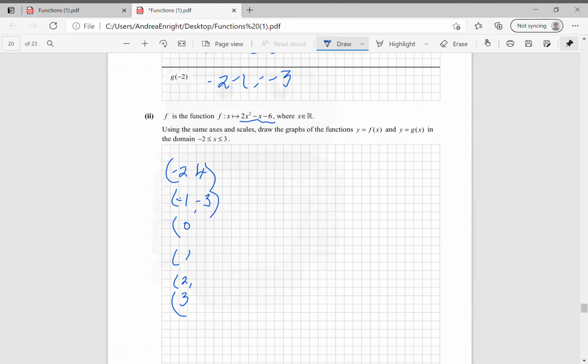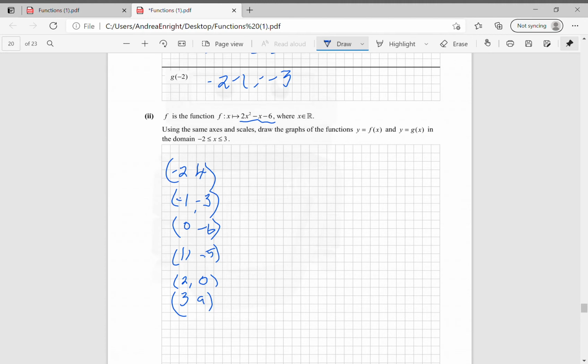Now, something wrong there. That would be minus 2, 0 would be minus 6, 1 would be 2, minus 5, I think. That's 2, that's 8, 6, that's 0, I think. And 3 is, that's 18, 15, 9, I think. Okay, now the answers are open to correction.